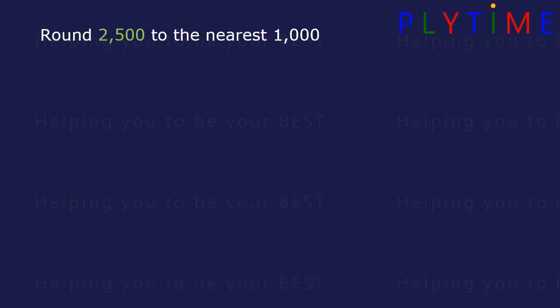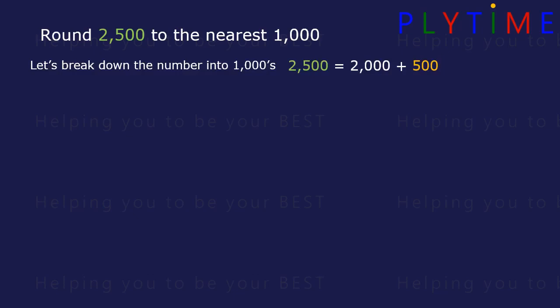Round 2,500 to the nearest 1,000. Let's break the number down. It's the same as 2,000 plus 500. Does 500 round up to 1,000 or down to 0?